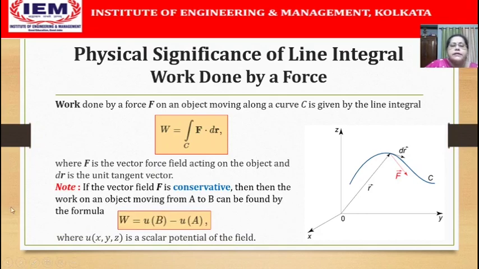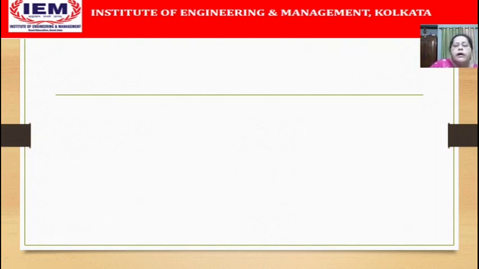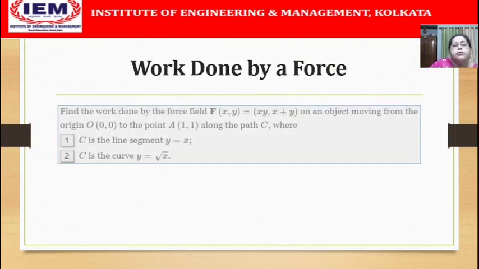And note that if the vector field is conservative, then obviously the work done in moving along a curve from point A to point B will be just given by U(B) minus U(A), where U(x, y, z) is the scalar potential of the field. Let us now move on to problems.